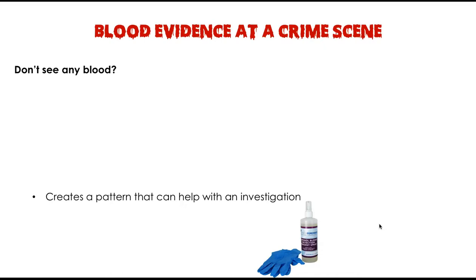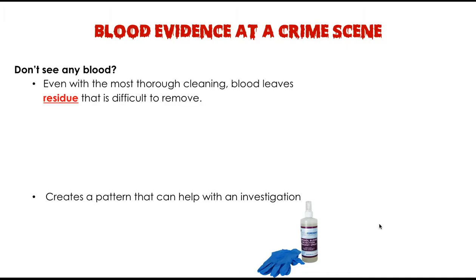So the very first one we're going to talk about is when you arrive at a crime scene and you don't see any blood. Now, you may think, wow, there's signs of a struggle, maybe there's also a weapon that you find, but you don't see any blood. There is a test that some crime scene investigators will use to see if blood was indeed present and was cleaned up, or maybe it dried and kind of flaked off a little bit. Even with the most thorough cleaning, blood leaves residue that is very difficult to remove.